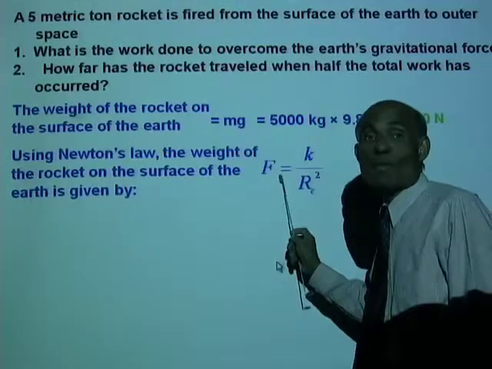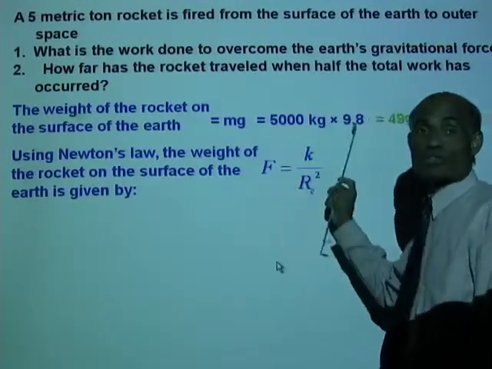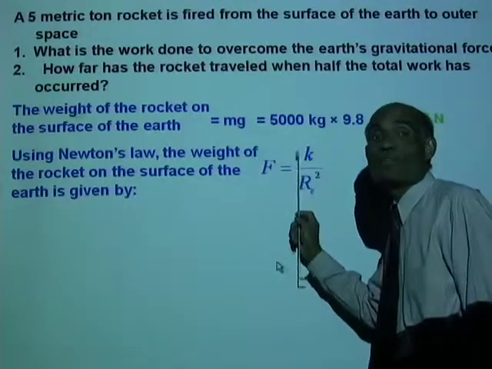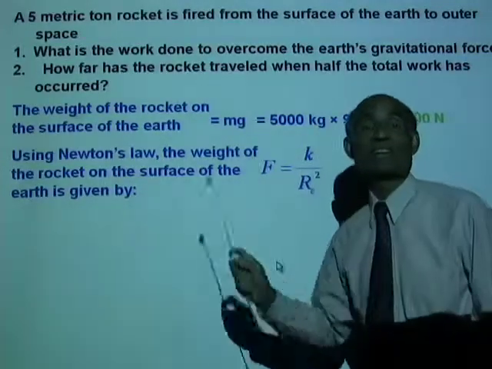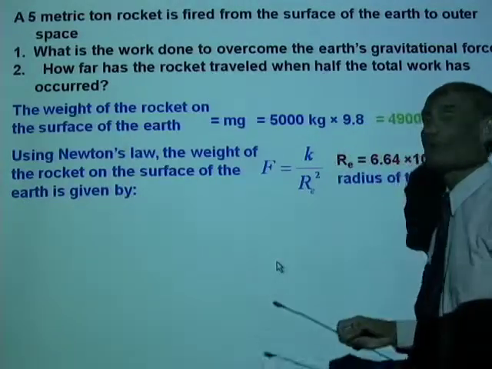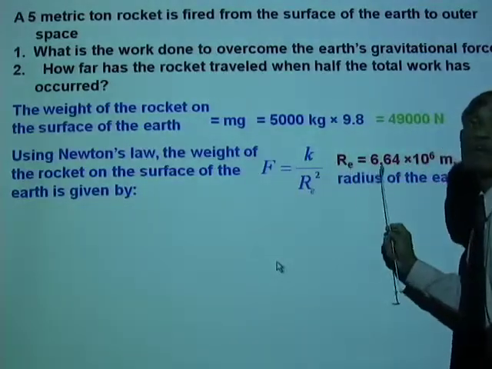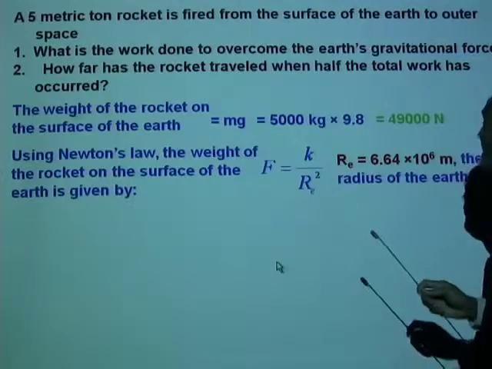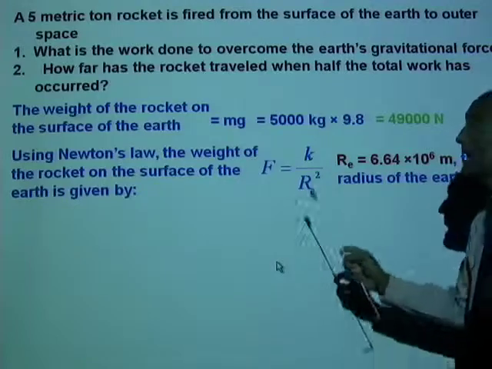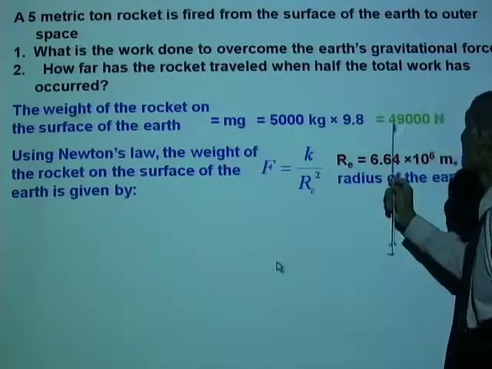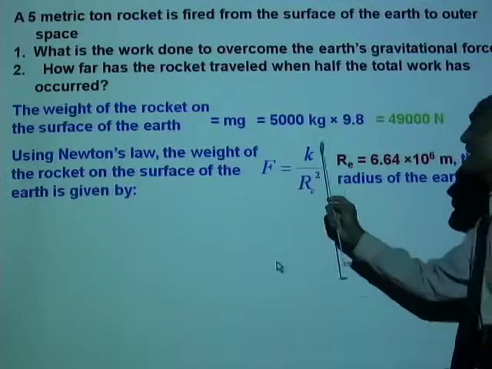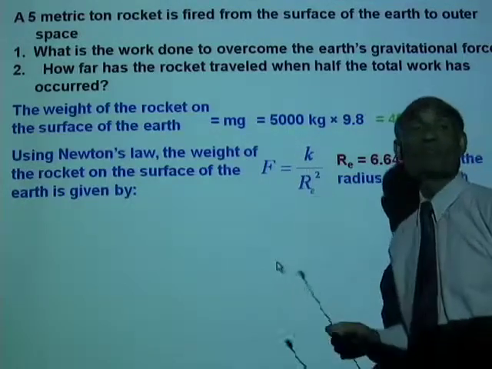Now, we know the weight of the rocket on the surface of the Earth here. We know the radius of the Earth. Therefore, we can calculate that k. That is the first thing to do in this problem. And the radius of the Earth, you know, is 6.64 times 10 to the power 6 meters. And using F equal to 49,000 Newtons and R_E equal to this value, we can find the value of k.